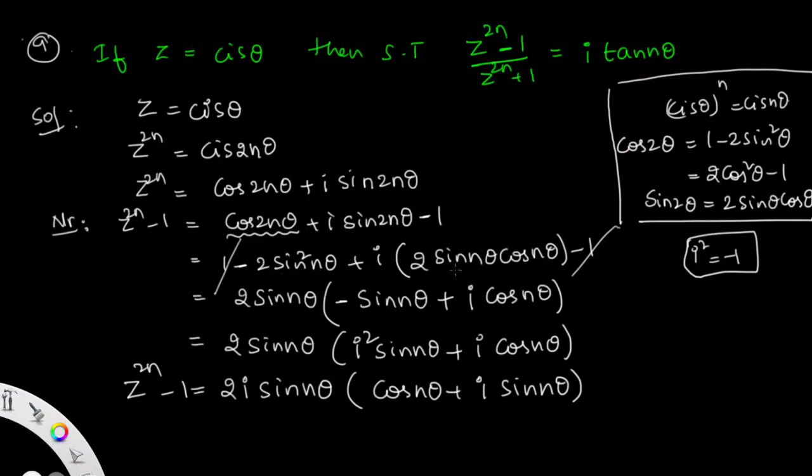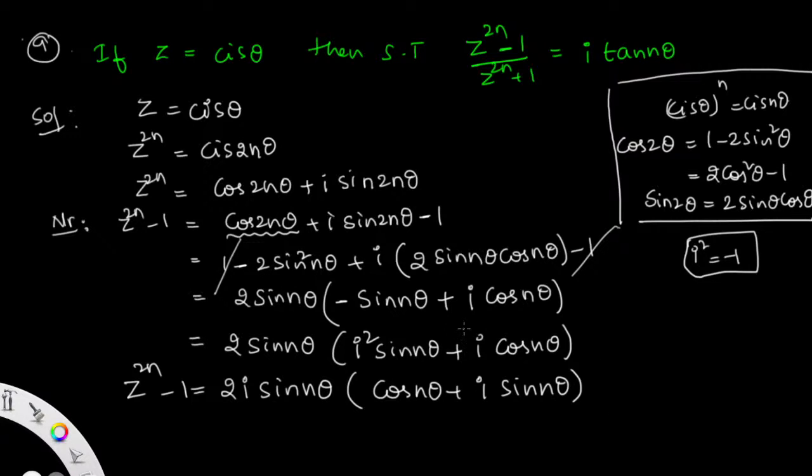Now common in both terms is 2 sin n theta: minus sin n theta plus i cos n theta. But here i should always be associated with sin only. That's why I am writing minus 1 as i square: i square sin n theta plus i cos n theta. From both terms i is also common, so I take 2i sin n theta outside, into cos n theta plus i sin n theta. This is the value for the numerator.